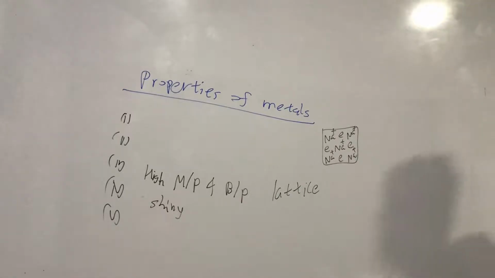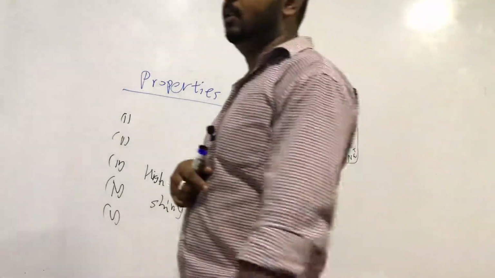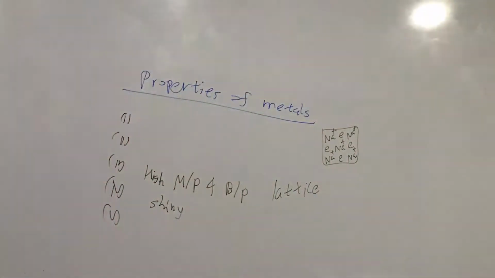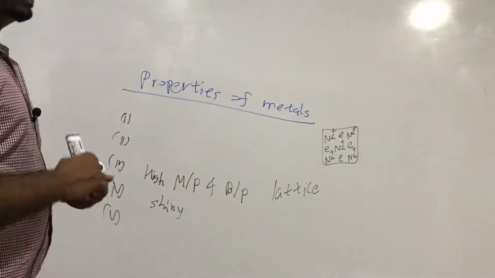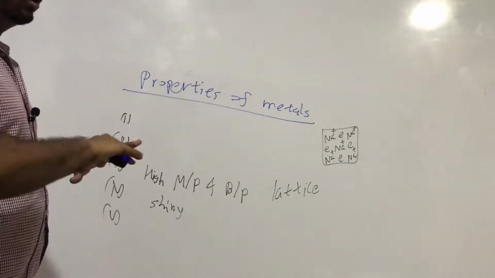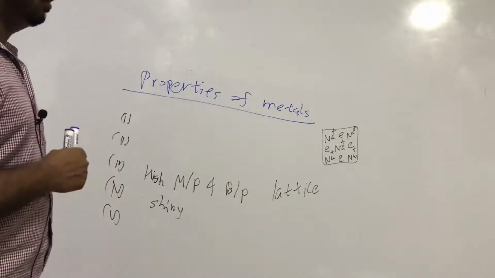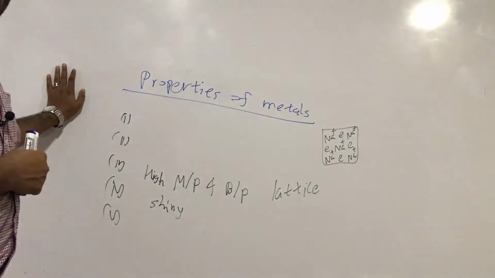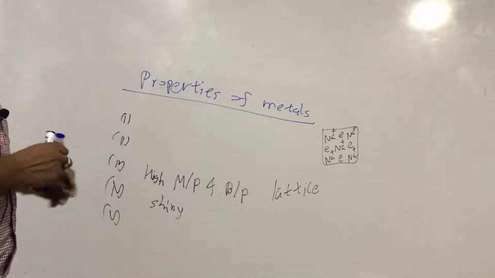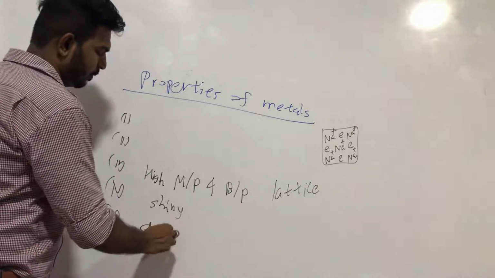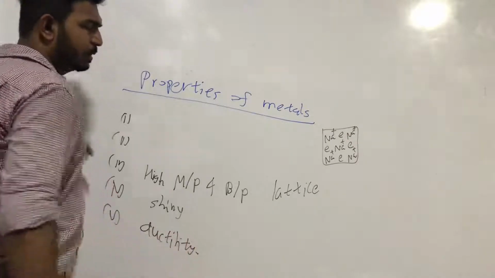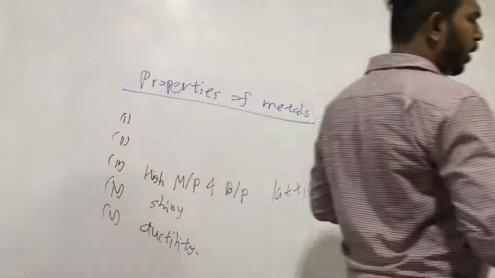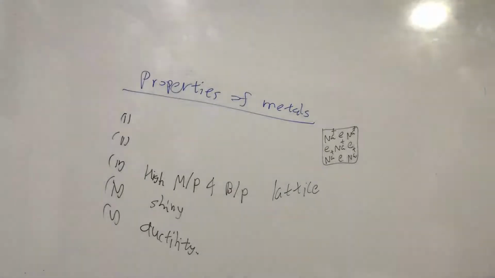So the next one is ductile or ductility. Ductility means we can give a force to undergo deformation without breaking. We can deform a metal without breaking. That property is called ductility. I think you have known this from your O-levels. Ductility means undergo deformation without breaking.